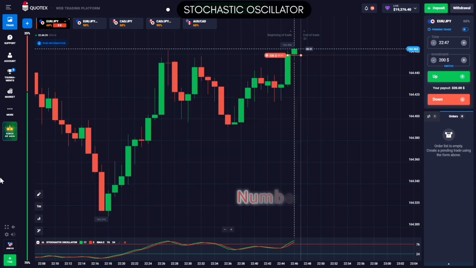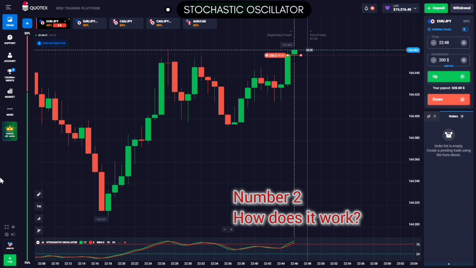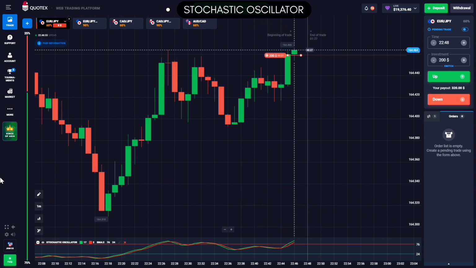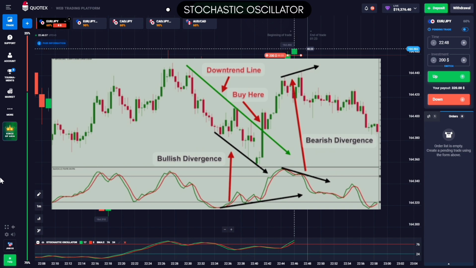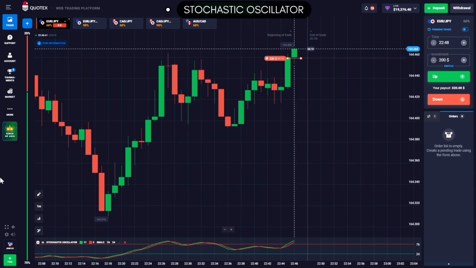How does it work? The stochastic oscillator works on a simple principle. When prices close near the high, the trend is strong, and when they close near the low, the trend is weak. Key level: above 76, overbought zone, price may reverse downward. Below 24, oversold zone, price may reverse upward.